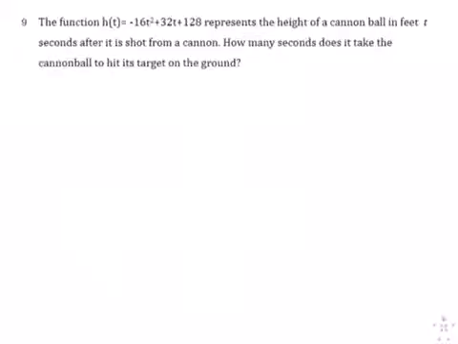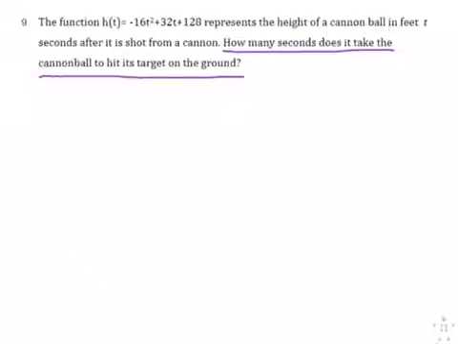Number 9. The function h of t equals negative 16t squared plus 32t plus 128 represents the height of a cannonball in feet, t seconds after it is shot from a cannon. How many seconds does it take the cannonball to hit its target on the ground? So this problem is in the non-calculator part. So you have to do this problem without a calculator.